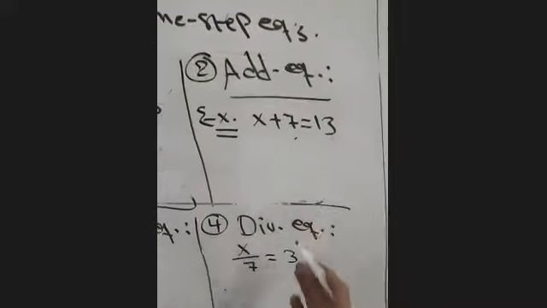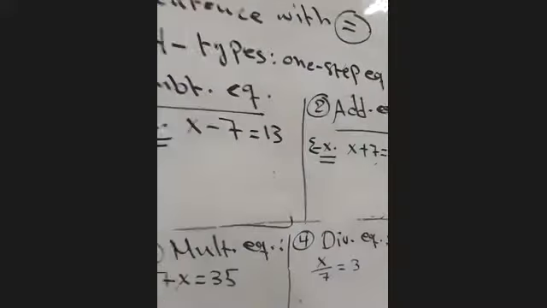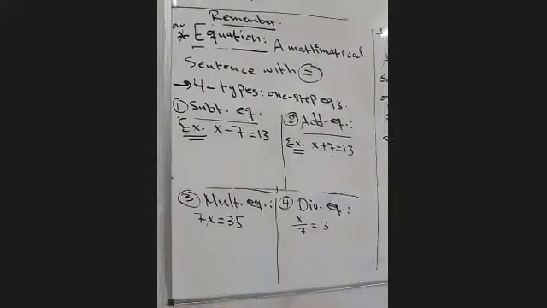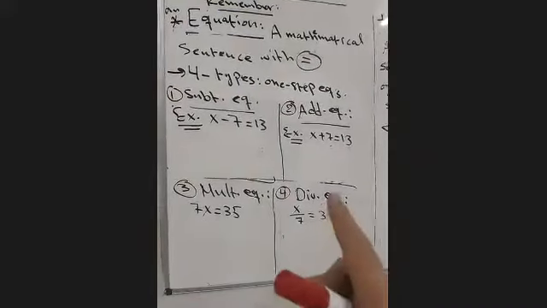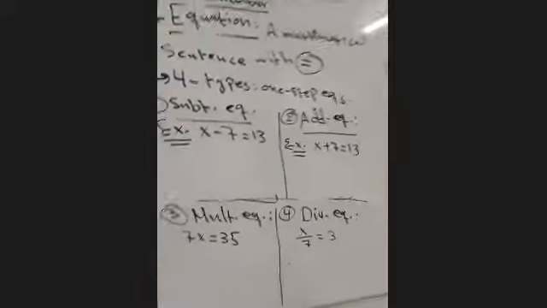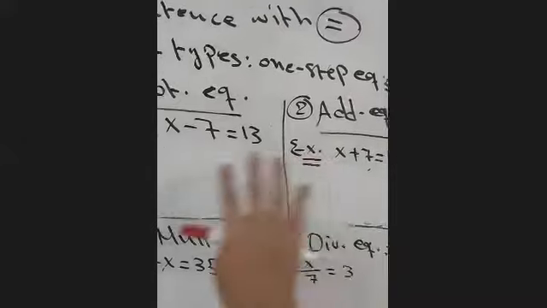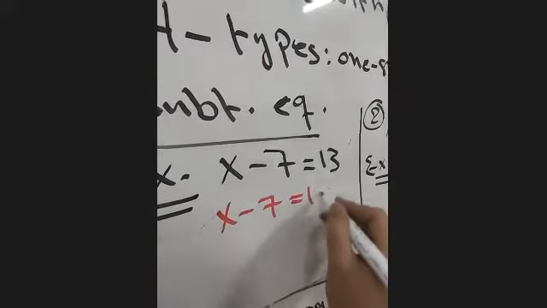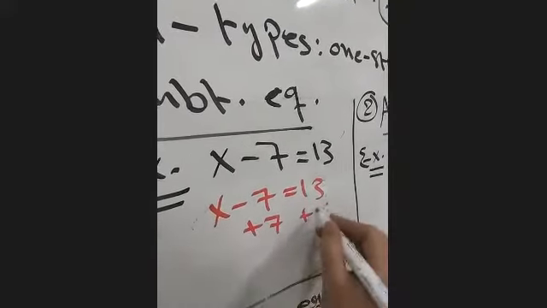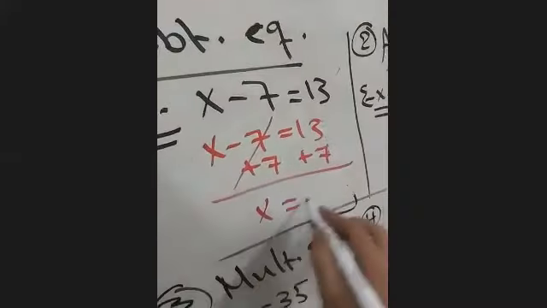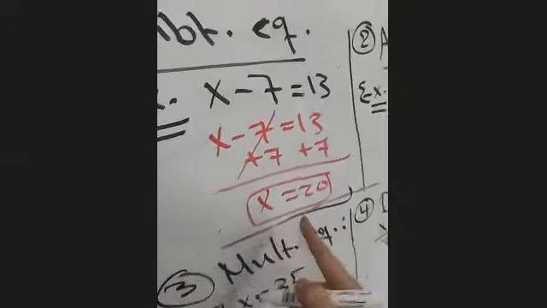Now, equation means it has an equal sign, guys. We took 4 types of equations: subtraction equation, addition equation, multiplication equation, and division equation. Now, we said we use the opposite operation. Addition and subtraction are opposite to each other. To solve the subtraction equation, rewrite it and add the connected numbers. We did that a lot. So x will be 20 here. This is the solution of the equation.